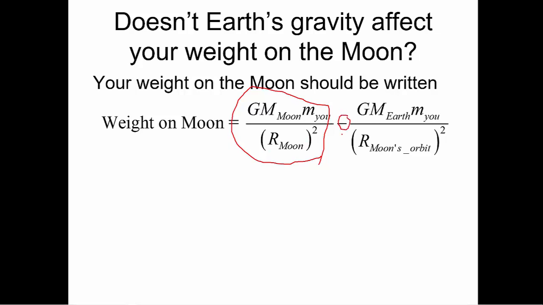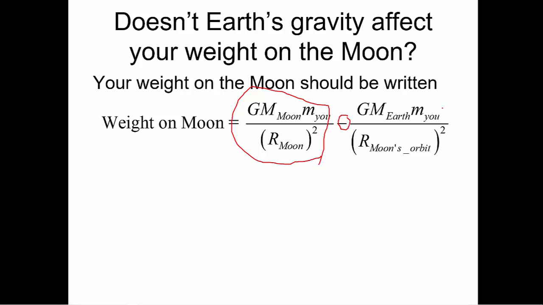The reason I did that is because all of the Apollo moon landings happened on the face of the moon that is facing the Earth. And if you're standing there, the moon would be pulling you down to the center of the moon, but the Earth would be pulling you in the opposite direction toward the center of the Earth. If you were on the far side of the moon, we could add these two terms together, but I'll show you in a minute here why we don't have to do that.